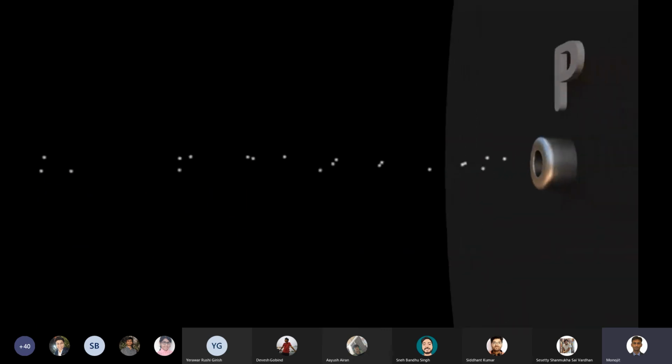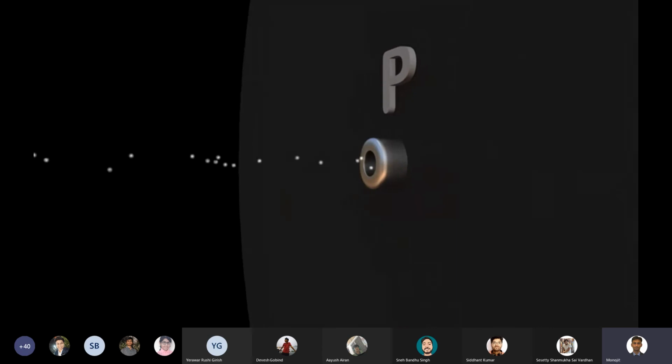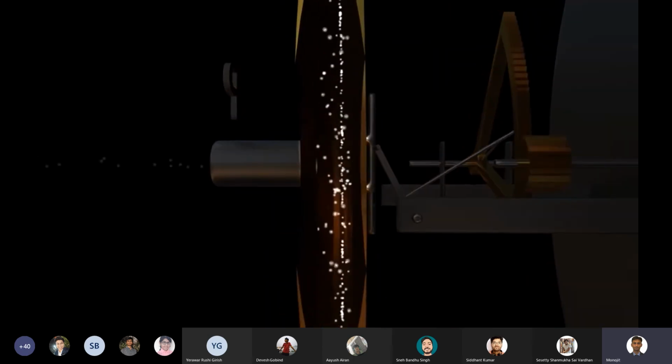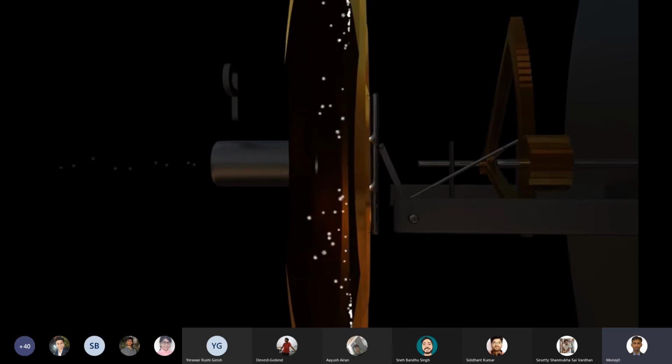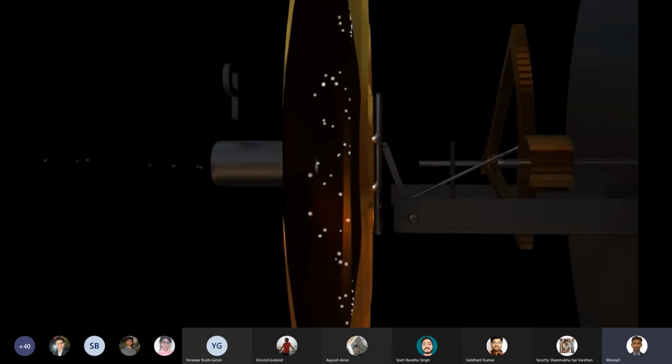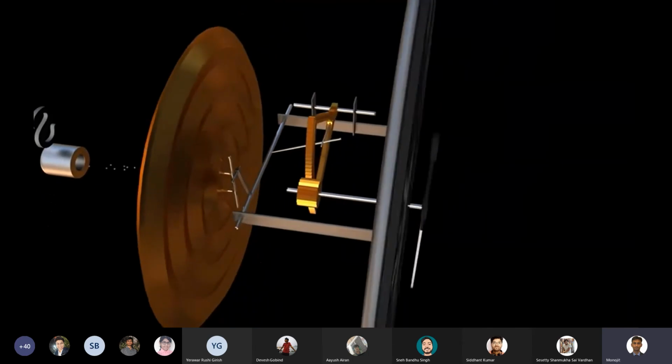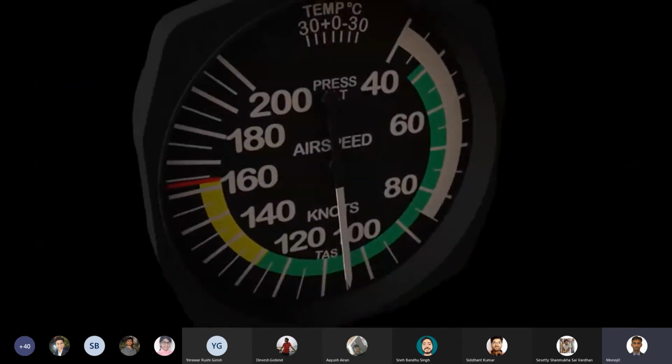The ram air entering the pitot tube gets sent to the airspeed indicator and, similar to before, goes into a diaphragm. The greater the pressure, the more the diaphragm expands. So the diaphragm will expand as the airspeed increases. Then, through mechanical linkages, the appropriate airspeed will display on the front of the instrument.